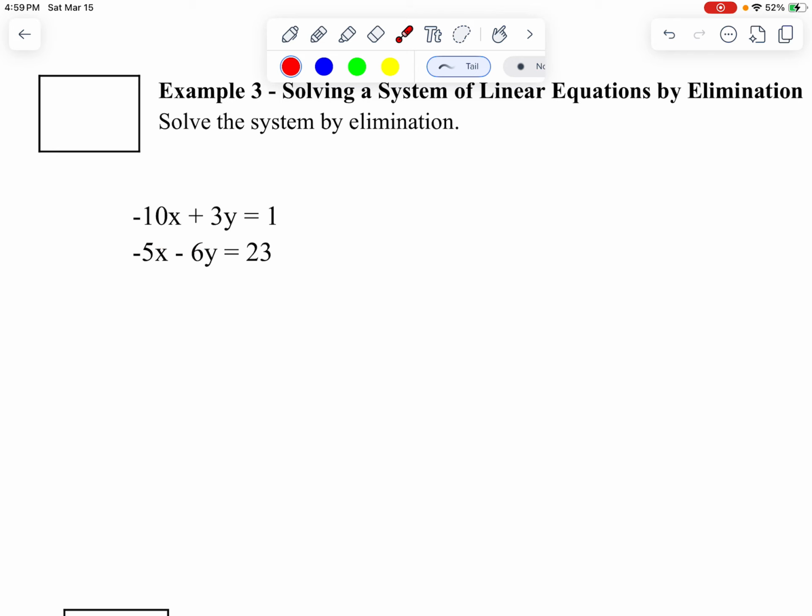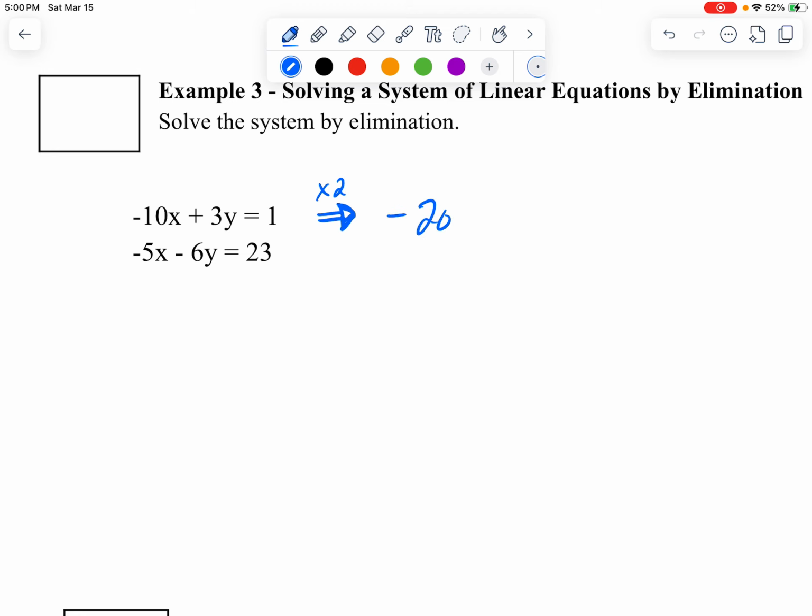So if I multiply this top equation, I'm going to have to multiply every term by 2 to keep it equal. Then I will have 6y and negative 6y, and I can just add everything together. Okay, so here's what we're going to do. I'm going to draw an arrow here. This is just showing this is what I'm doing. I'm going to multiply that entire equation times 2.